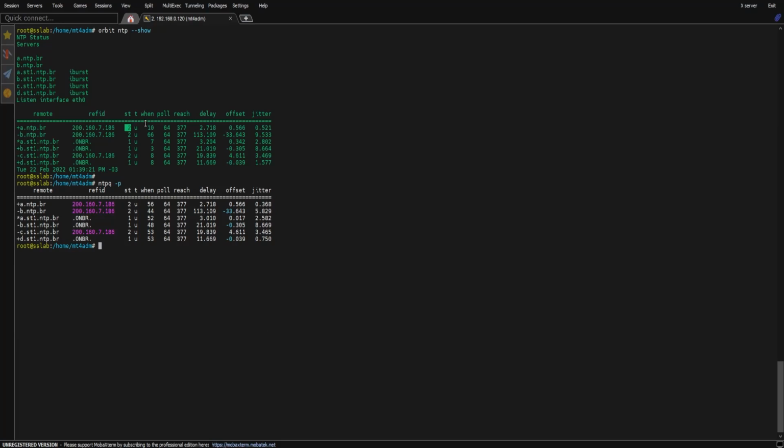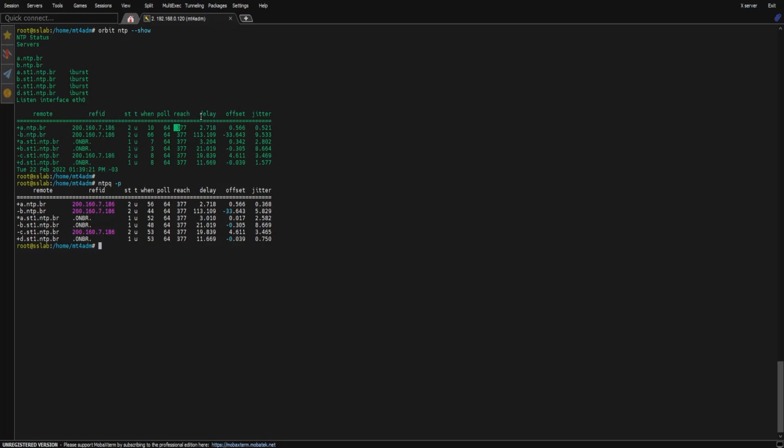Now we have our when. Our when means how many seconds have passed since the last query to our time server. The po means the frequency in seconds that the source is queried. And the reach will mean whether there was success or failure in the last query. Actually, the last 8 queries. So when the status is 377, it means that the last queries were successful. There are other scenarios where it could be 375, which means scenarios of failure.